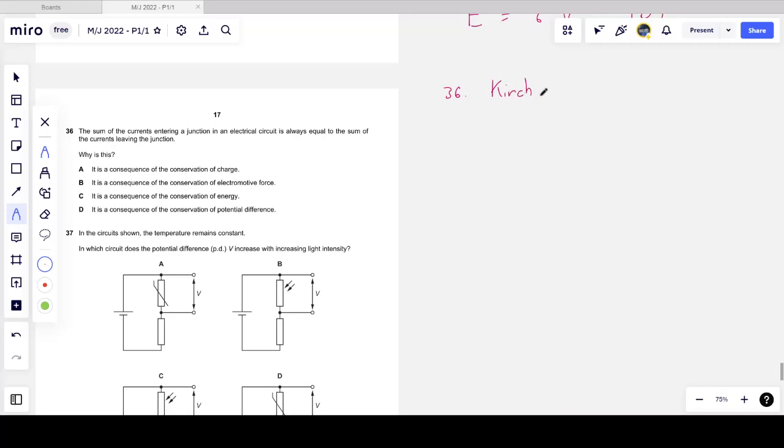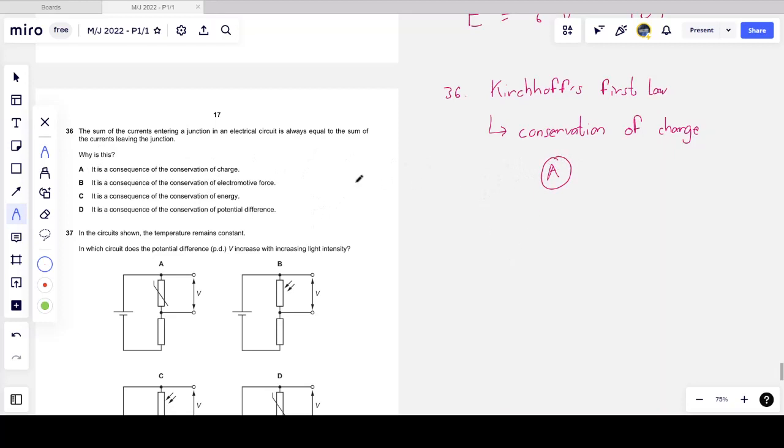Can never get the spelling right. Kirchhoff's first law. I'm not going to go into detail with this, but basically Kirchhoff's first law is simply a statement that comes from the conservation of charge. It is the conservation of charge in words. Or it's a consequence of the conservation of charge, rather. And this is option A.